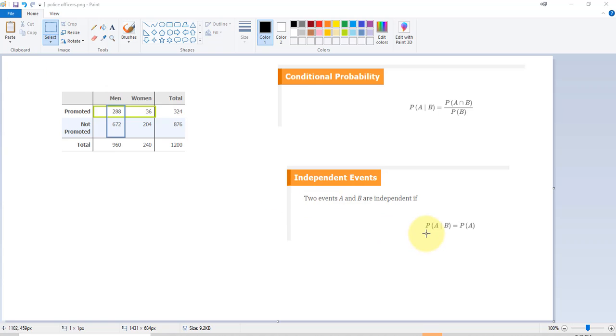So let's read this and see what it says. It says the probability of A given B is equal to the probability of A. So what does that mean? What do you think this means? It means that even if we're given B, it doesn't matter that we were given B. The probability of A given B is just the probability of A.